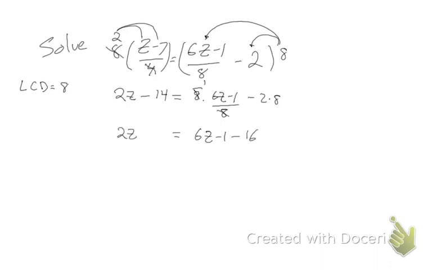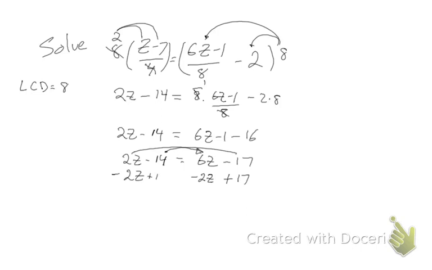Left-hand side is still 2z minus 14. Combining like terms on the right-hand side, I'll have 2z minus 14 is equal to 6z, negative 1 minus 16 is minus 17. And then from here, I want to get all of my variable terms on one side. Since 6 is more than 2, I'll send 2z to the right by subtracting 2z from both sides. And at the same time, I want to move my constant terms to the left. So negative 17 will come back to the left. To do that, I will add 17 to both sides.